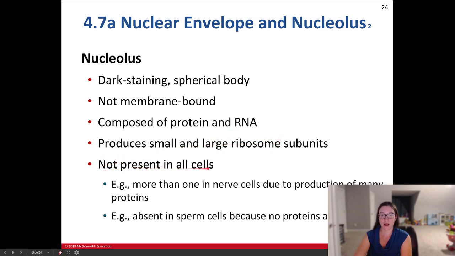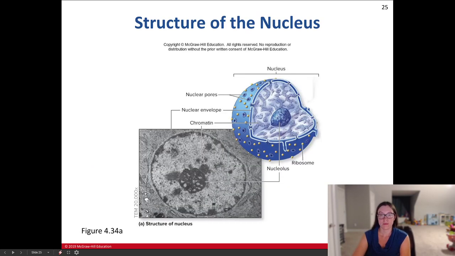These nucleoli are not present in all cells, but if the cells need to make proteins, you'll have more of them. You might have more than one in nerve cells because they need to make a lot of proteins, but we do not have any nucleoli in sperm cells because they don't need proteins. So the number of nucleoli are going to differ depending on how many proteins that cell needs to make. The more proteins it needs to make, the more nucleoli it might have.